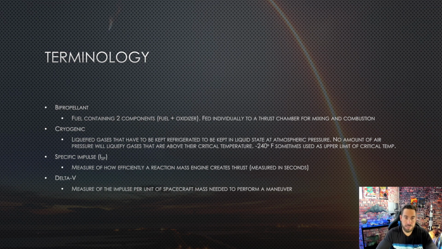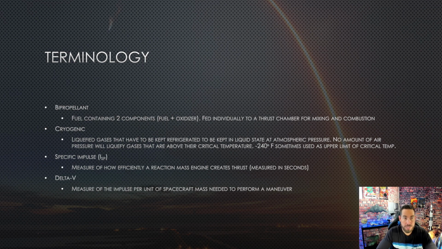Cryogenic basically just refers to liquefied gases that have to be kept refrigerated to stay in the liquid state, at least under atmospheric pressure. No amount of pressure will liquefy gases that are above their critical temperature, which sometimes they use arbitrarily as minus 240 degrees Fahrenheit as the upper limit of the critical temperature. If you ever watch a SpaceX launch, the Falcon 9 rockets use liquid oxygen as their oxidizer, which is a cryogenic fuel. That's why you see all the clouds of oxygen coming off of it, because it can't be kept liquid under atmospheric pressure, so it has to stay super cold.